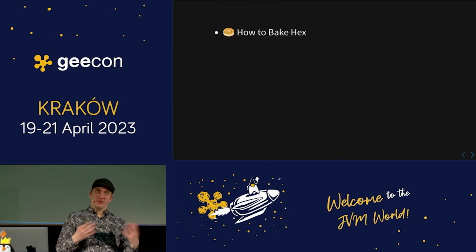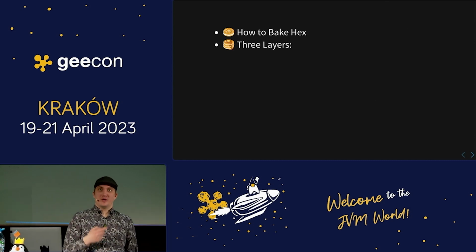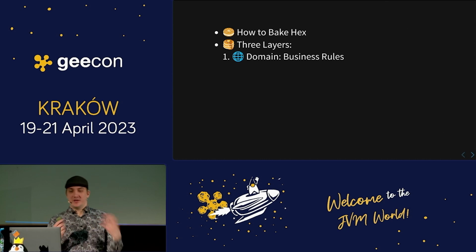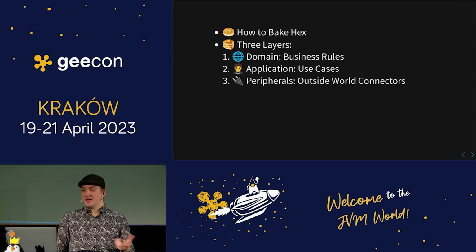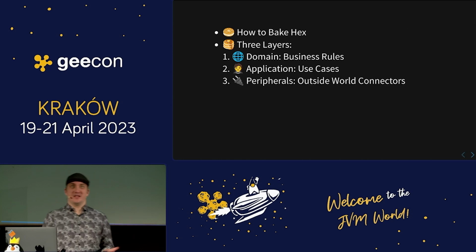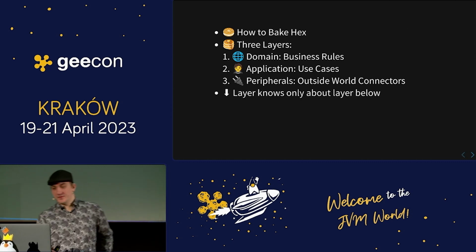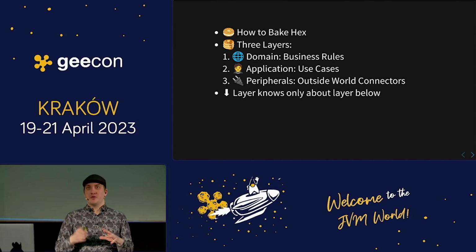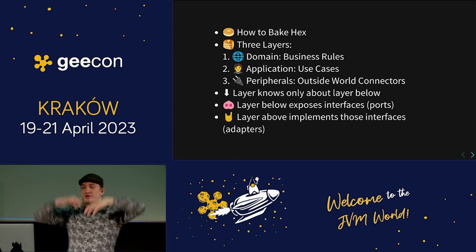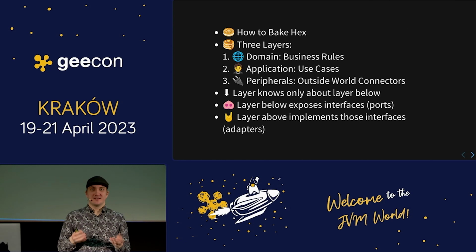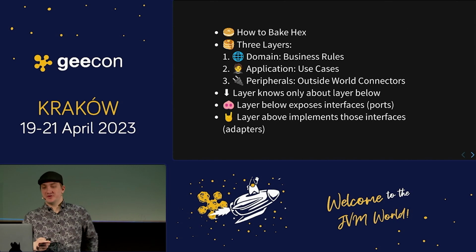So let's talk first about how to bake Hex, because the rules are quite simple. In this example, we have 3 layers. You have the domain, with business rules. There will be the application, with use cases, and peripherals, so outside world connectors like controllers or repositories or even this printer. A layer knows only about the layer below, the layer below exposes interfaces, ports, and the layer above implements these interfaces, and all this is packed by some type of factory usually.